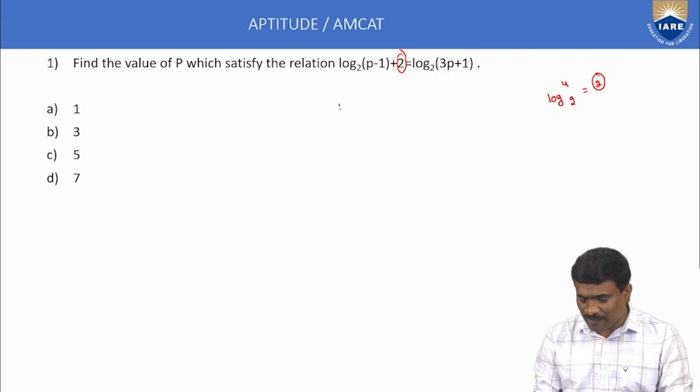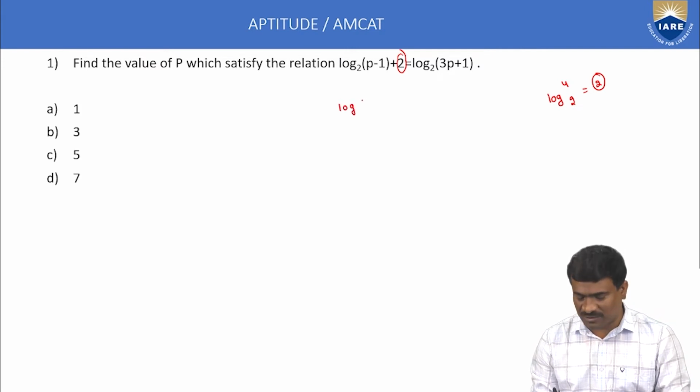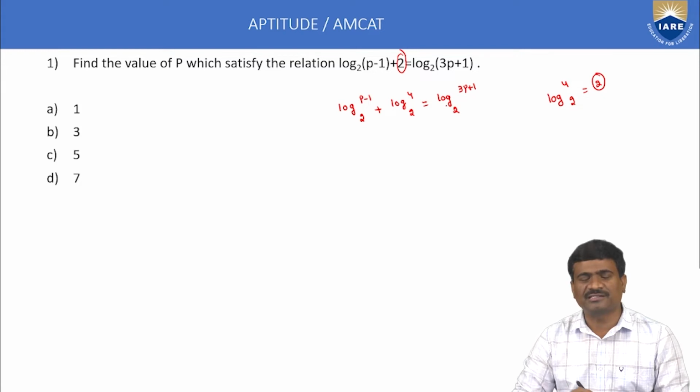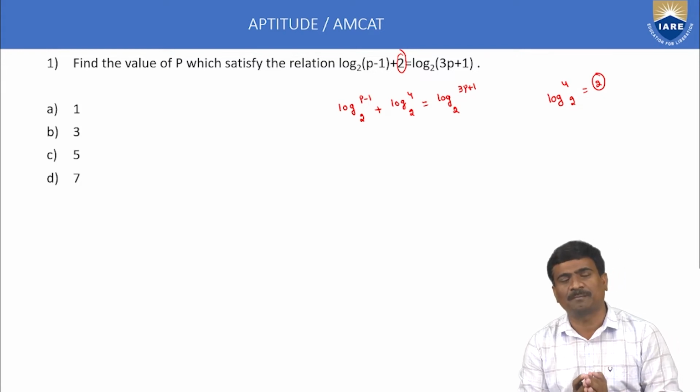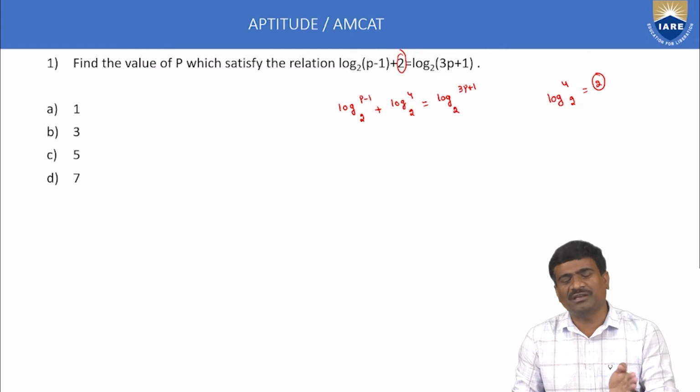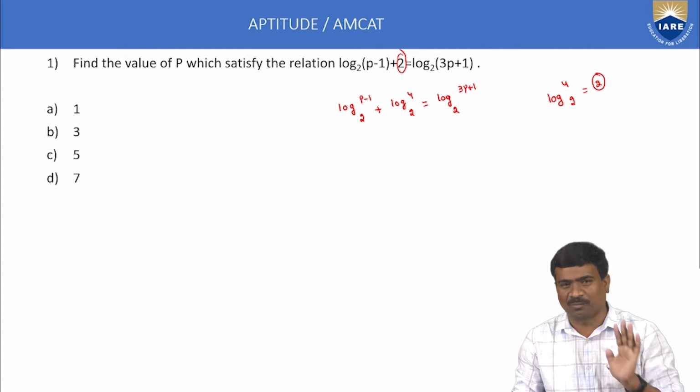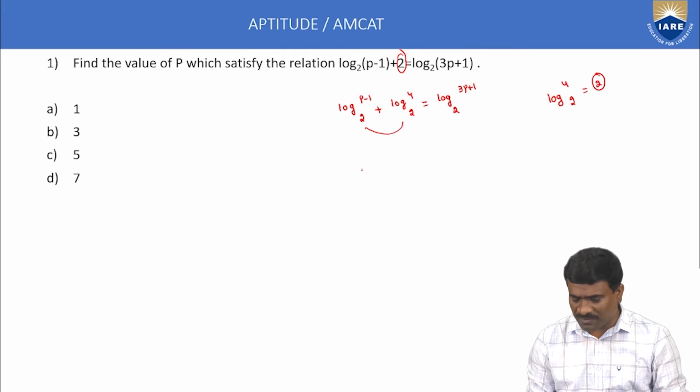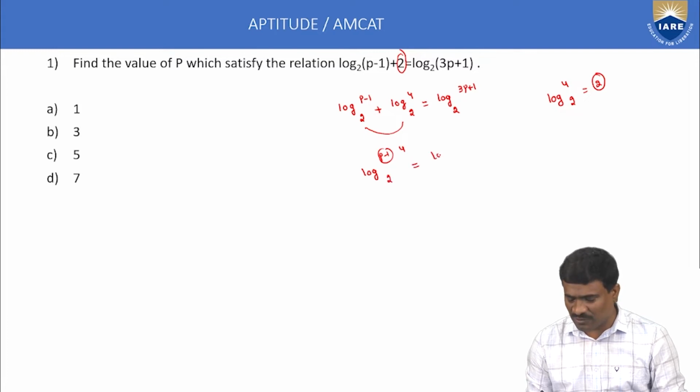In the next step, apply the log A plus log B principle. In the LHS, log (P minus 1) base 2, next log B, log 4 base 2. Next, RHS is equal to log (3P plus 1) base 2. Next apply the principle of log A plus log B is log AB, where A is equal to P minus 1 and B is equal to 4. Base 2 is equal to log (3P plus 1) base 2.